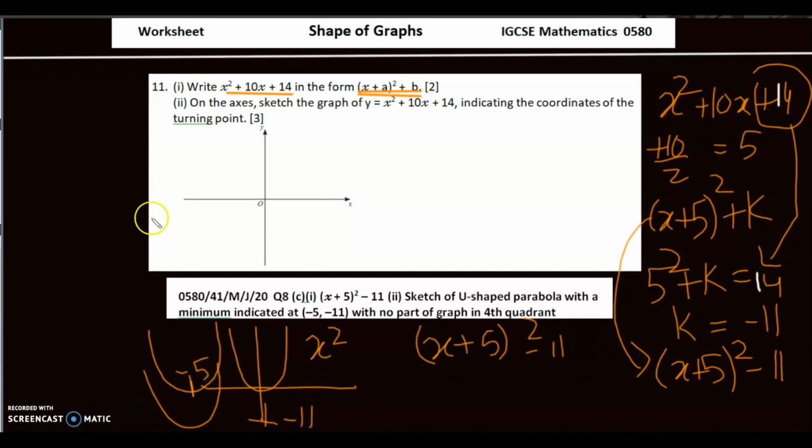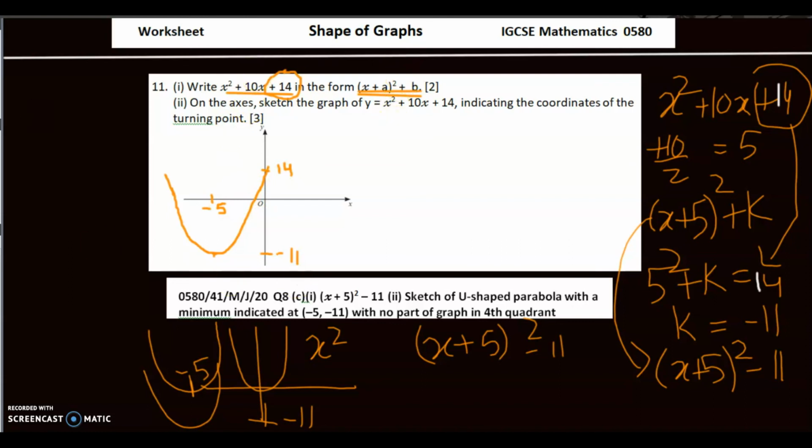So the turning point will be minus 5 here and minus 11 here. So I'll make a graph here with this turning point. Since the coefficient of x squared is positive, it's going to be a graph like this. And for some extra information, this is also the y-intercept. So this would be 14. That's just some extra information. You don't necessarily need to plot that. But you need to know the turning point.